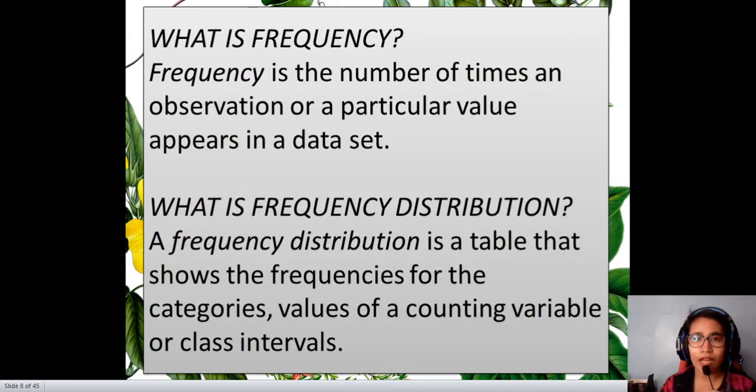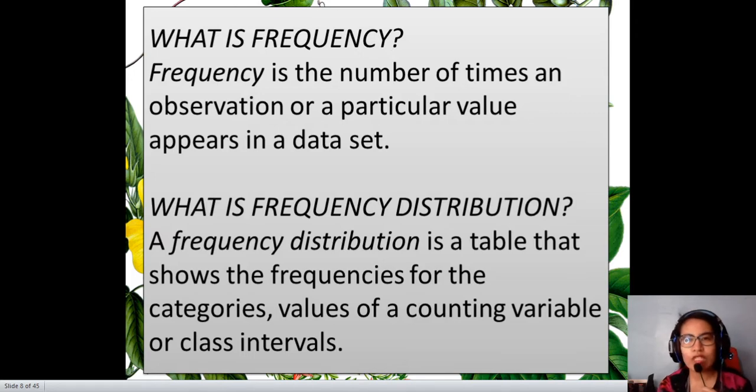Let us go back so that you all know what frequency is. Frequency is the number of times an observation or a particular value appears in a data set. It is different from your tally, because in a frequency, you will already write the number. What is frequency distribution? This is our topic.